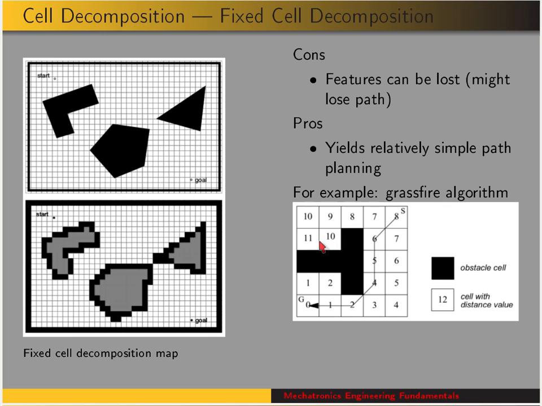Once all the cells in the map have numbers, then we can determine our path very simply. The way that's done is begin at the start cell and move toward the lowest number, and just continue to move toward the lowest number until you reach the goal. Another good thing about fixed cell decomposition is it's a good way for map generation with a range finding sensor. So we can use what's called the occupancy cell approach, but we're not going to look at that now.